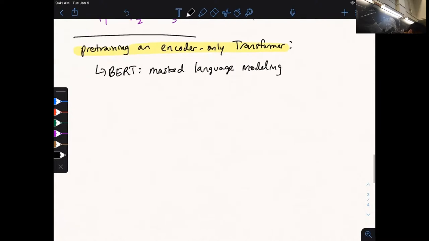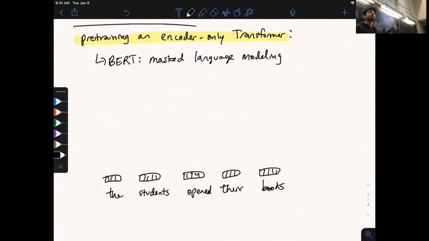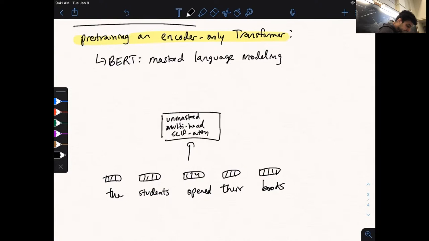So let's take a look at our usual example here, but we'll modify it a little bit. Let's say we have the students opened their books. I can finally write out the entire thing in the input. Remember that the encoder-only networks will take the complete text as input, not the partial text. There's no prediction of the next word at each time step here, right? We want to be able to apply unmasked multi-head self-attention here.